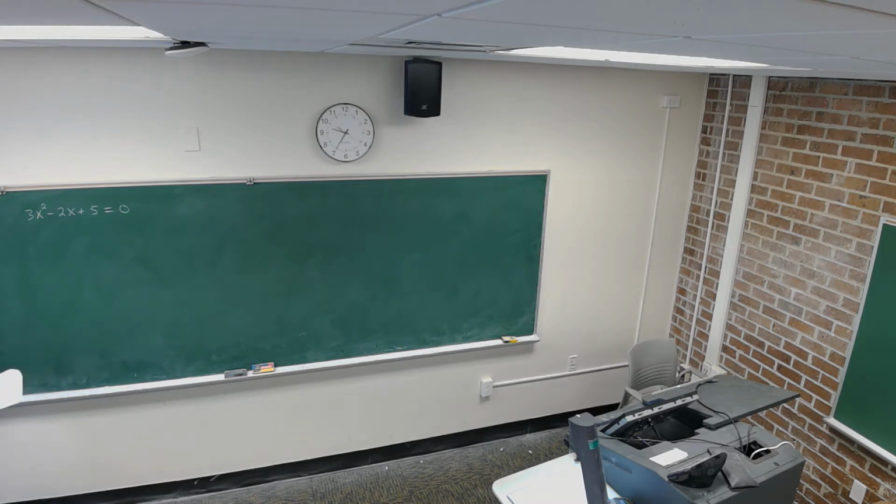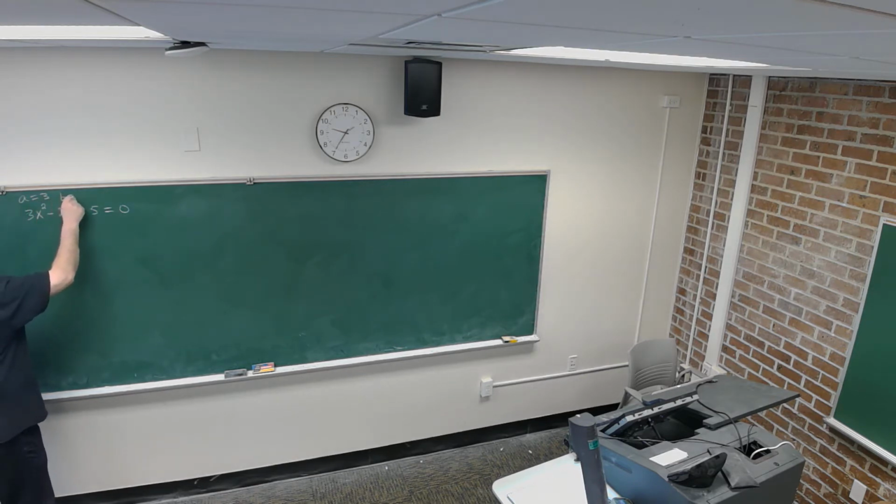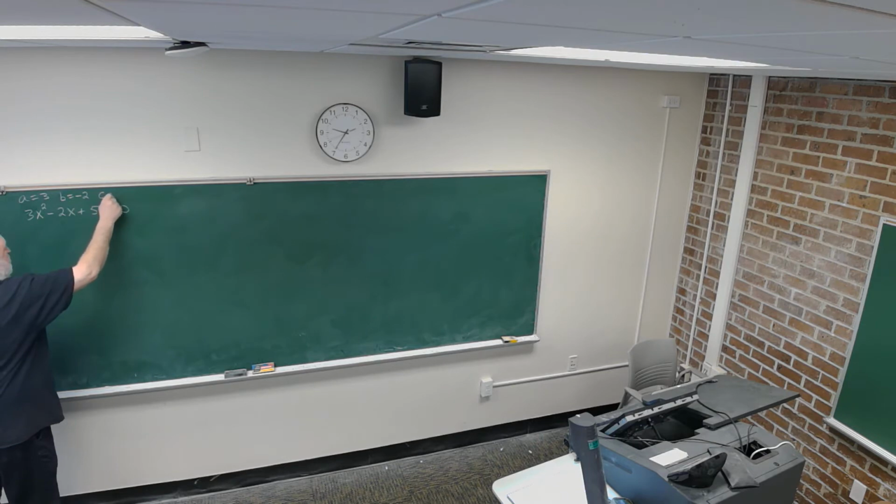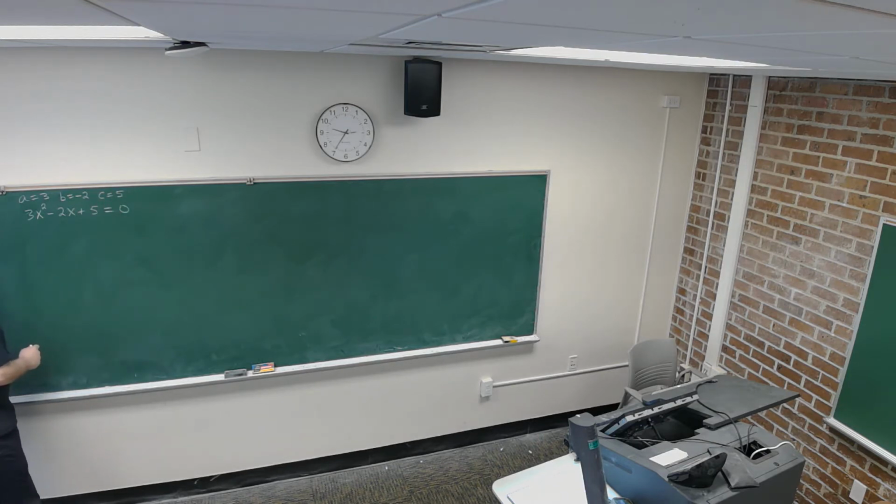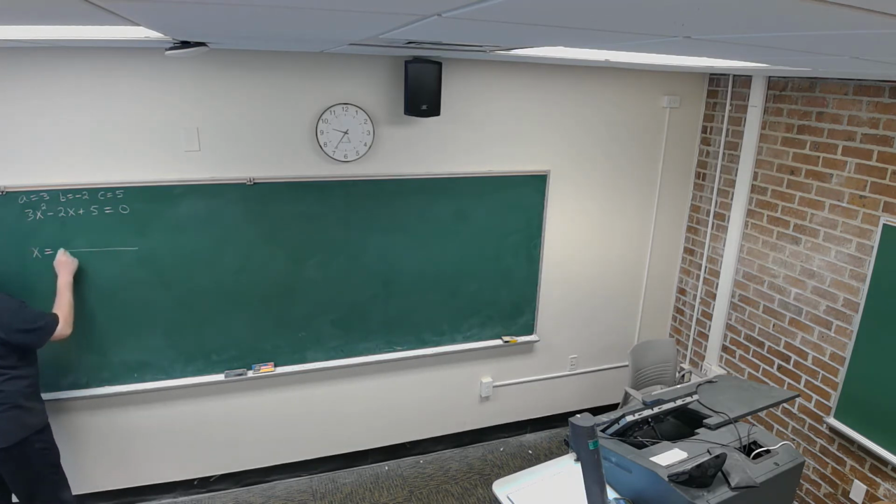Now, if this could be factored with integers, we could certainly solve the problem that way. But we can't factor the quadratic on the left with integers. So we have to use the quadratic formula. And so a is equal to 3 in this case, b is equal to minus 2, c is equal to 5. And so the two values of x, which are the zeros of the left-hand side, the two values of x that make the left-hand side equal to 0, are given by the quadratic formula.